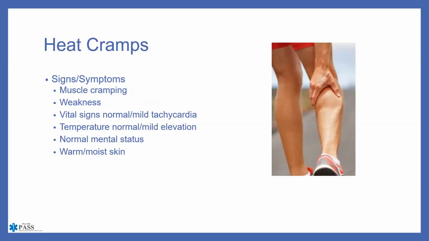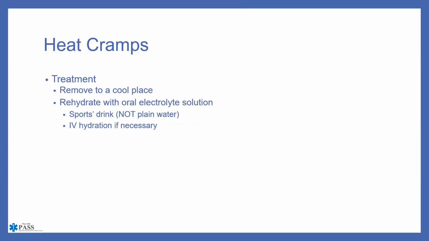So heat cramps. So signs and symptoms here, muscle cramping, you can kind of see him grabbing his calf there, weakness, vital signs are normal. The temperature is normal to mildly elevated, and they have a normal mental status. Their skin may be warm and moist, but it is not going to be hot at this particular time.